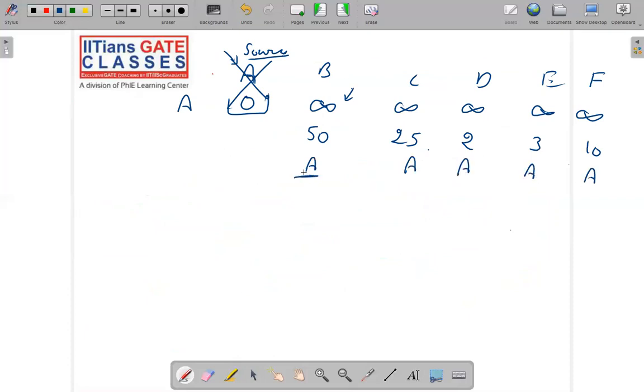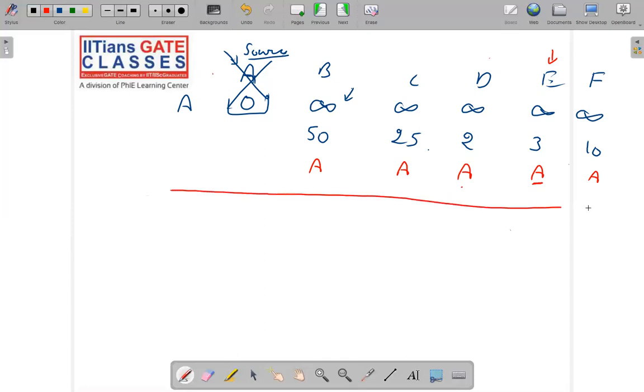What I'm writing here, let me use some other color, is the last node we have visited before reaching each node. Before reaching E, the last node we have visited is A. Before reaching D from A, the last node we have visited is A. Now again we will repeat the same step. I'm taking too much space, and there are so many steps right now, so let me erase this one.